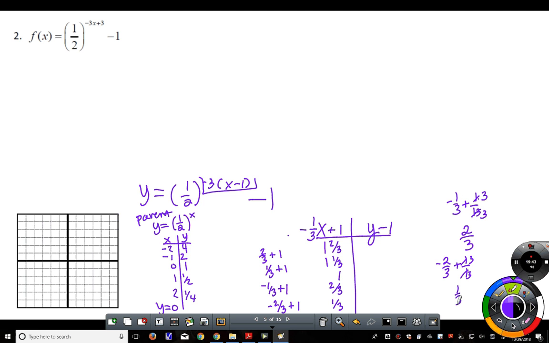We just have to subtract 1 from all of the values. So 4 - 1, 2 minus 1, 1 minus 1. And then you guys have to figure out the fractional parts again. So most of you guys are pretty good with halves. So half minus 1 gives us negative half.